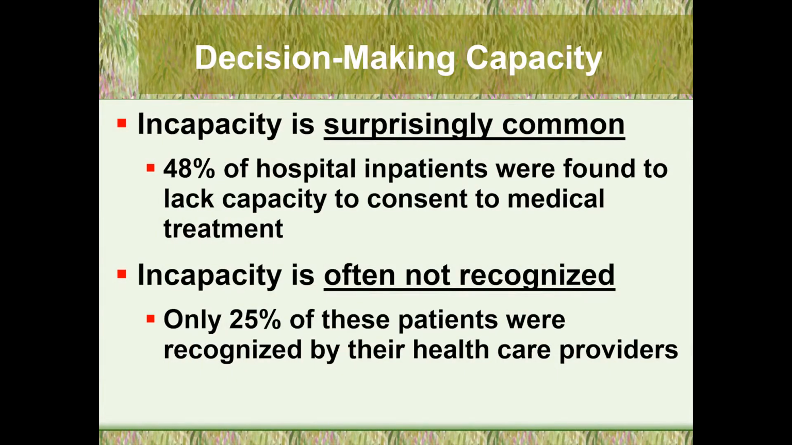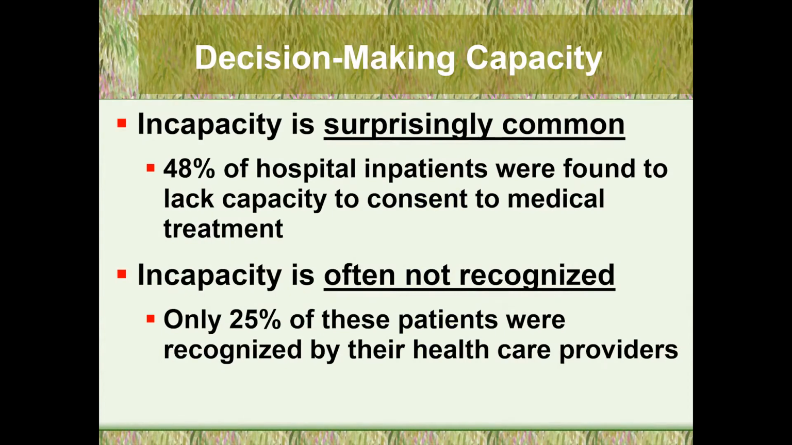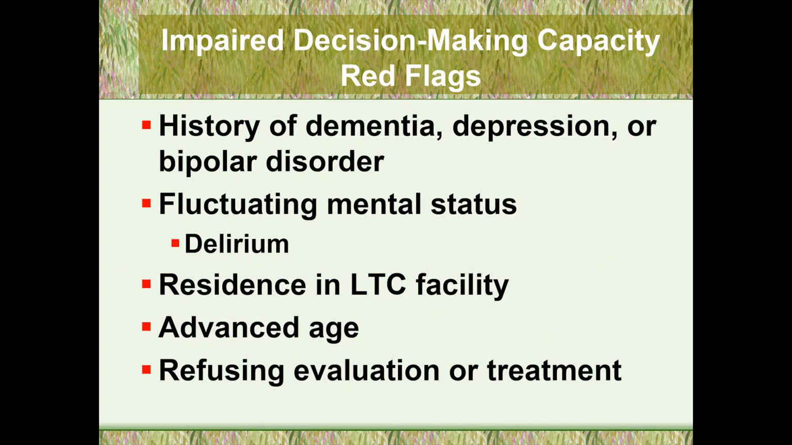We don't have data outside of medical settings, but this is data from studies in medical settings, that incapacity, the inability to make a decision, is common. Almost half of older adults admitted to an acute care hospital actually do not have the capacity to give medical consent, but they do it anyway, right? Sign here. The other side is that incapacity is often not recognized. So at least in a healthcare setting, of those many people who did not have capacity, only 1/4 of them were recognized by the healthcare team. From a medical legal point of view, that's a little concerning. So what are some red flags on an older adult who might have impaired decision-making capacity?